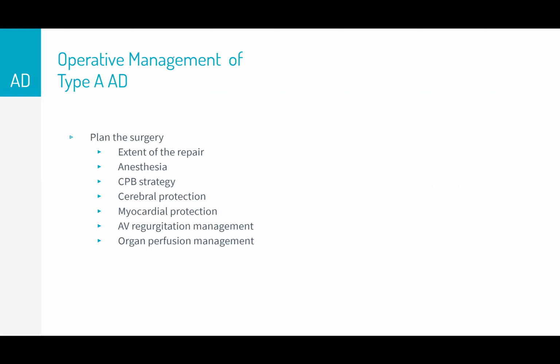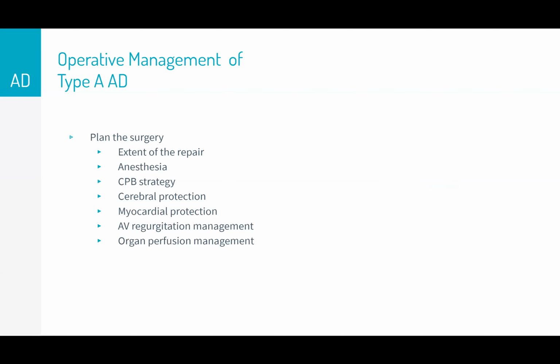So in order to decide on the surgery, you need to plan for the surgery. You need to know the extent of the repair you will undertake, what type of anesthesia, your cardiopulmonary bypass strategy, the kind of cerebral protection you would use, and myocardial protection. Also, if the aortic valve is involved, what will you do regarding that? And also organ perfusion management. So first, the extent of the repair.